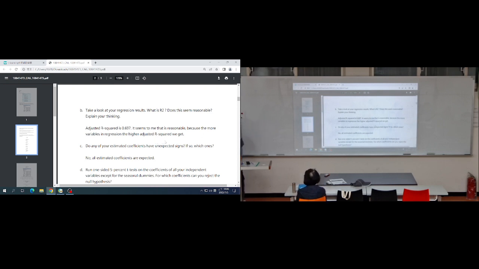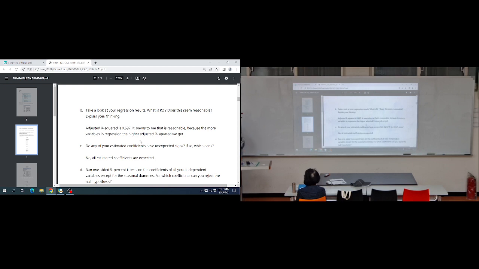I'm not sure, but in fact, the more variables in the regression, the higher R square is, not adjusted R square. Oh, I made a mistake.